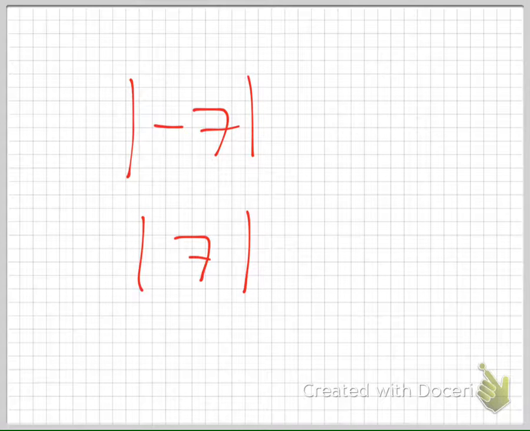7, right? They're both 7 away from 0. Just remember that. The answer to an absolute value question is always a positive. It has to be. Okay, it's that simple.